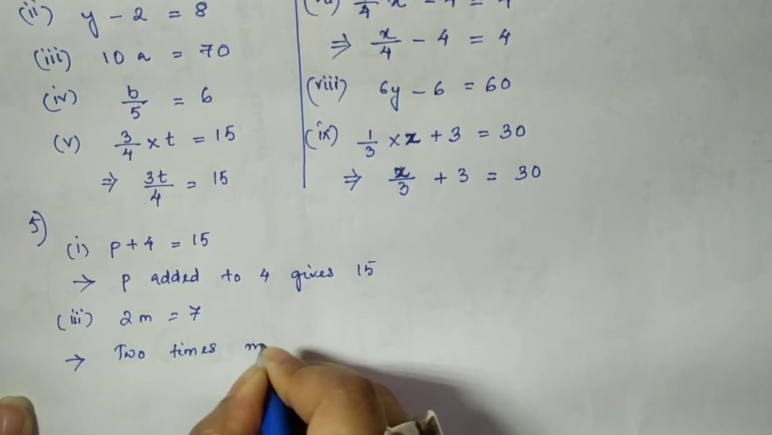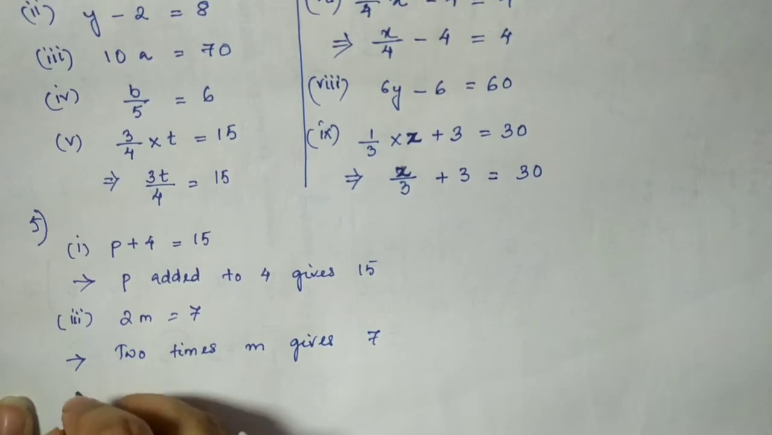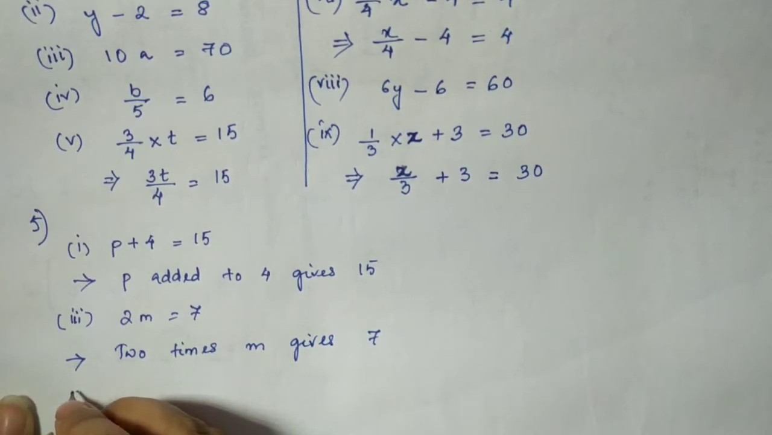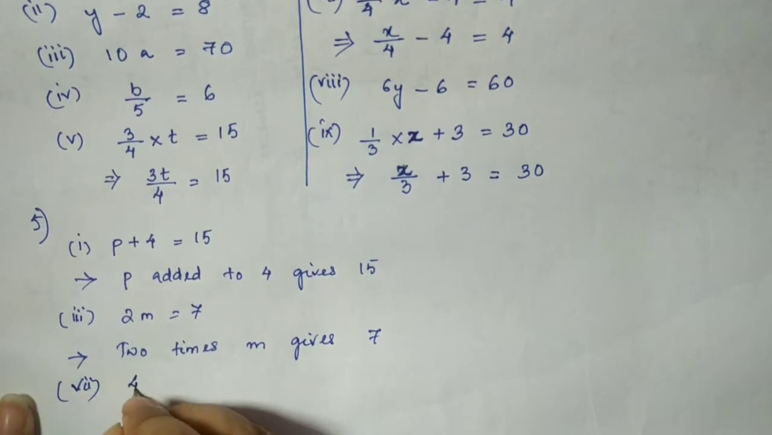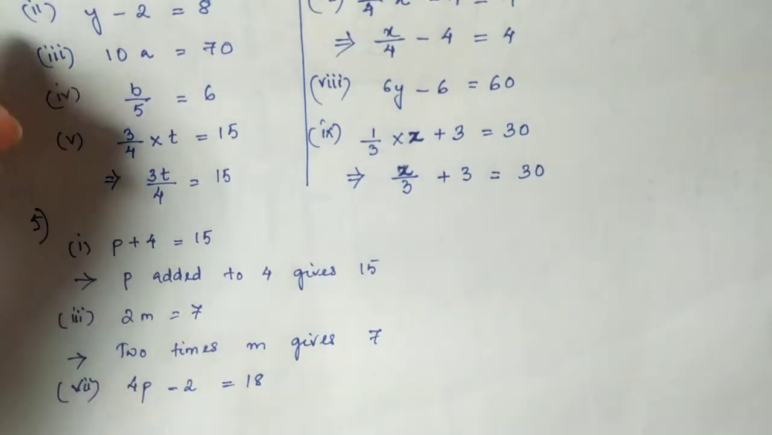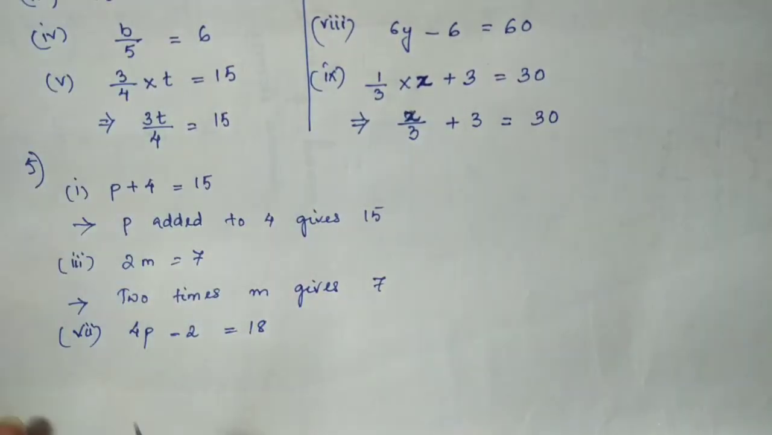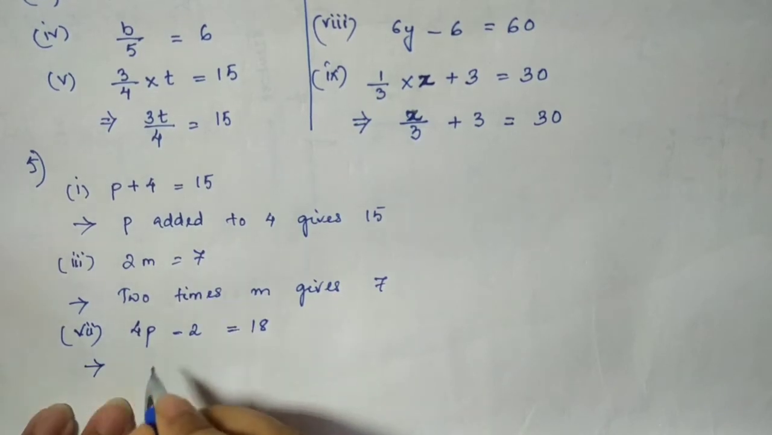Okay. Next one, I will be showing you number 7. It is given as 4p minus 2 is equal to 18. So how will I write this one? Can I write 2 subtracted from 4 times p, right?